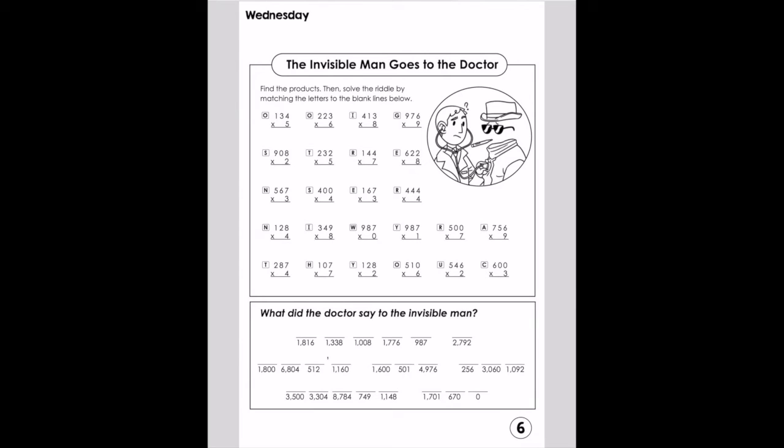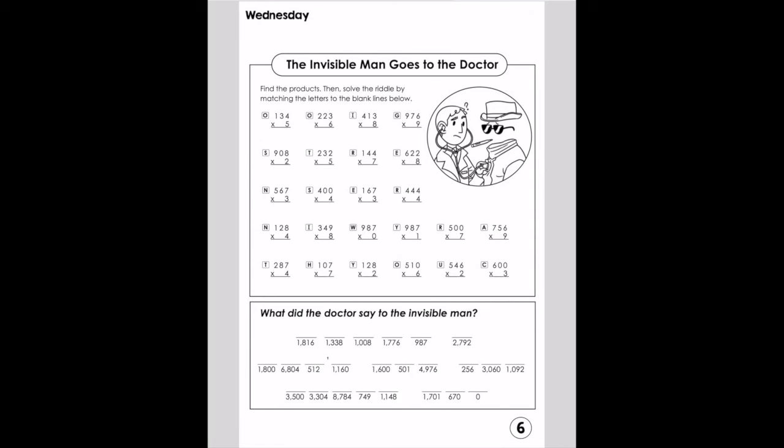But after you've answered all of these problems, you'll notice that each question has a letter beside it. Okay, these letters are going to be used to solve the riddle. Okay, so the riddle is, what did the doctor say to the invisible man? All right, so how does this work?